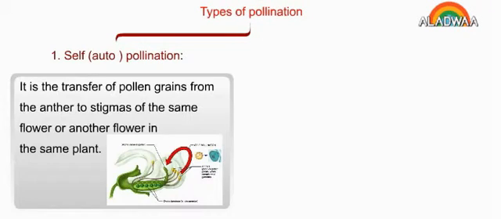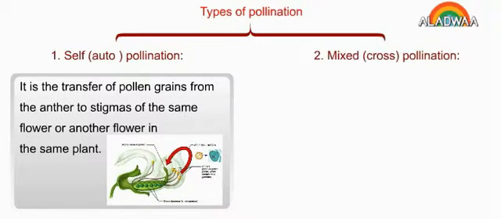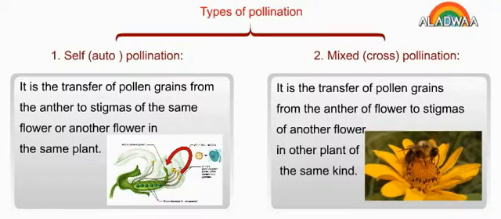Types of pollination. Pollination is the transfer of pollen grains from the anther to the stigma of the same flower or another flower on the same plant. Mixed or cross-pollination is the transfer of pollen grains from the anther of a flower to the stigma of another flower on other plants of the same kind.